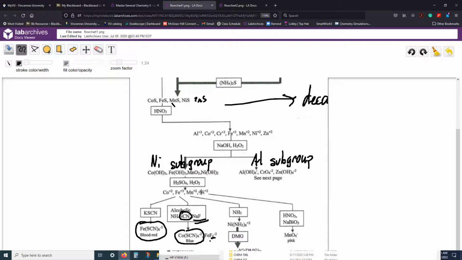And then finally, for the manganese, we're going to get it acidic. We're going to treat it with a bismuth compound. That's going to turn the manganese solution into permanganate. Permanganate, you may recall, is kind of a pink to purple color. And so that's kind of how the nickel subgroup will go.